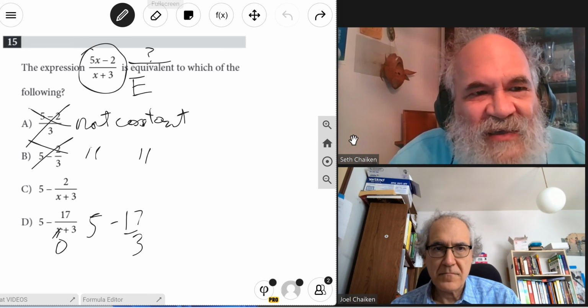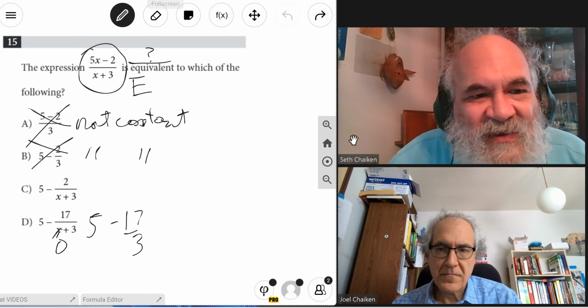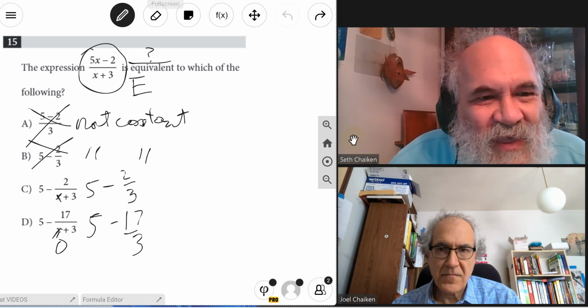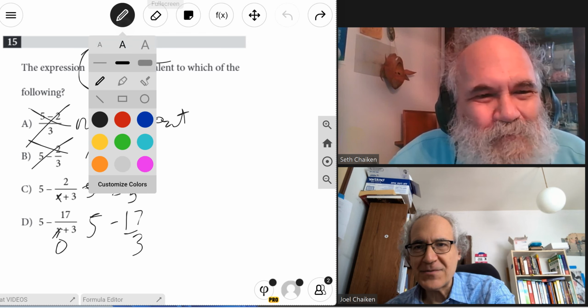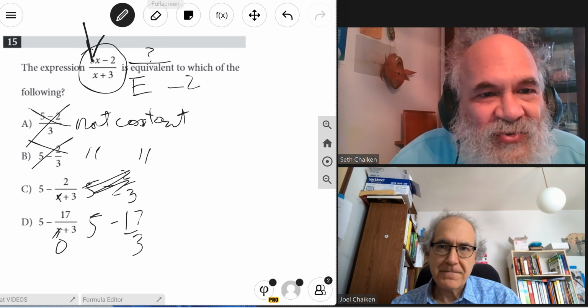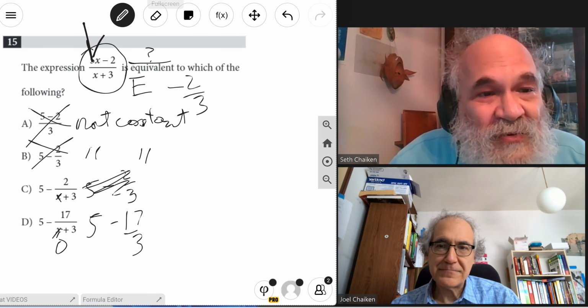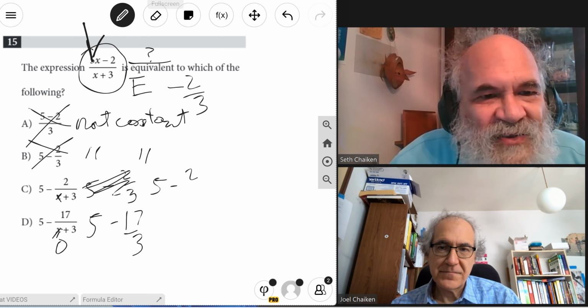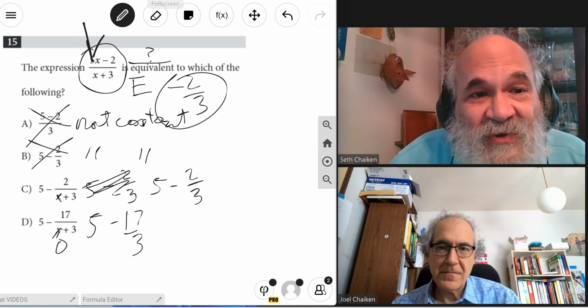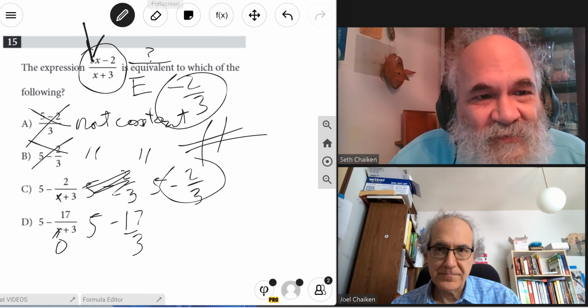But now let's try x equals 0 in part C. That's easy. We get 5 minus 2/3. Put the x equals 0 in here first to see what that is. Yeah. x equals 0, you get minus 2/3. Yeah, minus 2/3. If you put x equals 0, you get 5 minus 2/3, which is certainly not the same as 2/3. Right. They're not equal, so we rule out C, so the answer must be D.